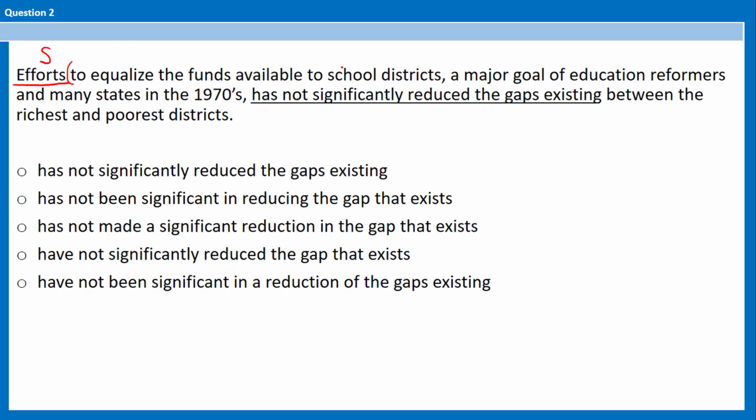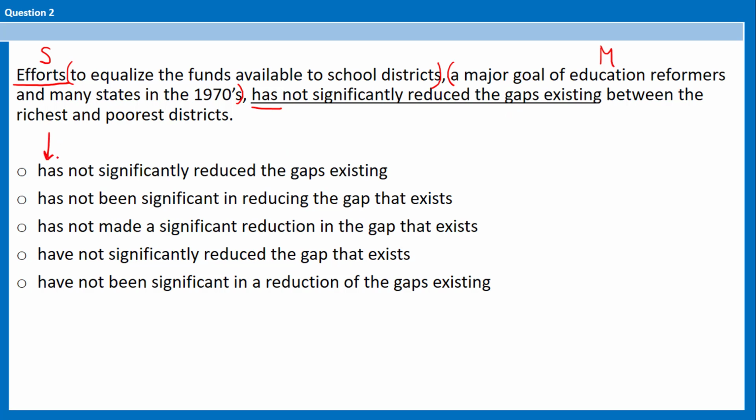Okay, to equalize all the way down to the comma is a prepositional phrase. Then you have a modifier between commas. A major goal of education reformers in many states in the 1970s is a modifier. Get rid of it. So we have the subject and we need the verb. What is the verb? Well, it's right after the comma, has. Okay, so efforts has not significantly reduced the gaps existing between the richest and the poorest districts.